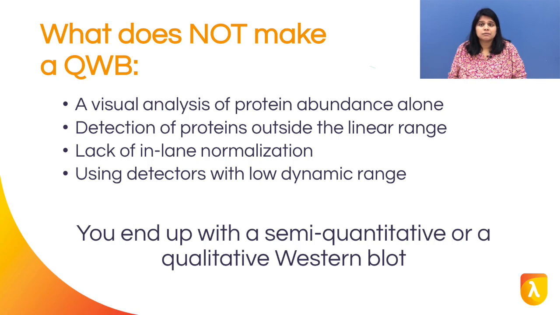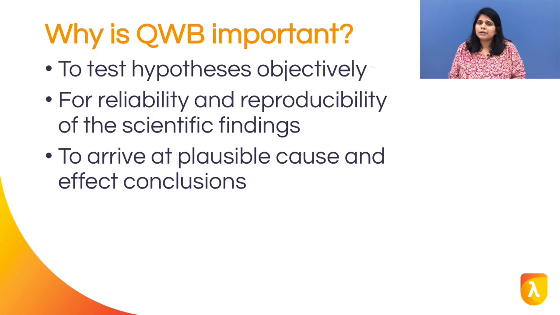Using imaging system detectors with low dynamic range that do not capture all of the signal present in the single blot image. All of the above will give you a semi-quantitative or a qualitative Western blot at best, but not a quantitative Western blot. Ultimately, we need to ask ourselves, why is quantitative Western blotting important and what value does it bring to your experimental study?